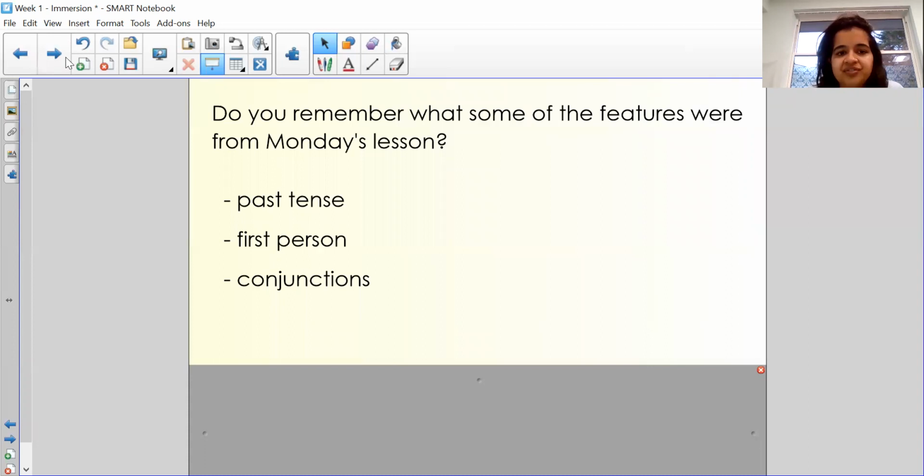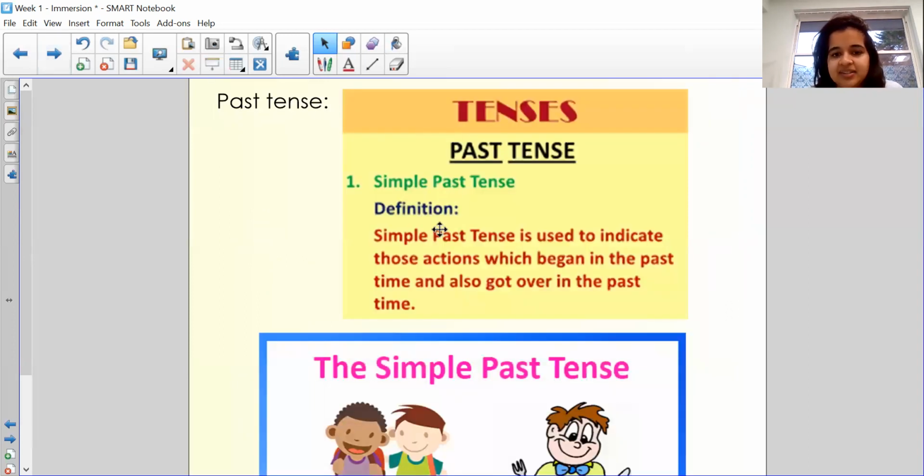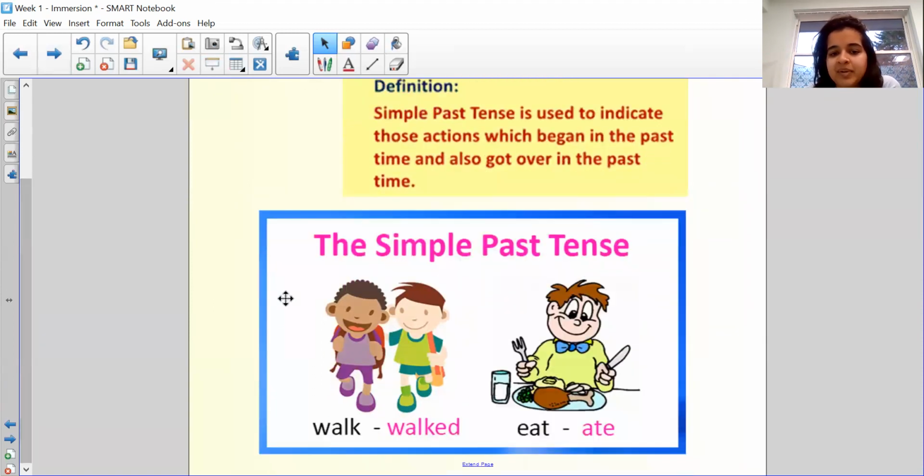So let's look at the first feature, the past tense. Simple past tense is used to indicate those actions which began in the past time and also got over in the past time. So something that has already happened that was in the past. It started in the past, it ended in the past. For example, walked, okay? You started walking in the past, you finished walking in the past.